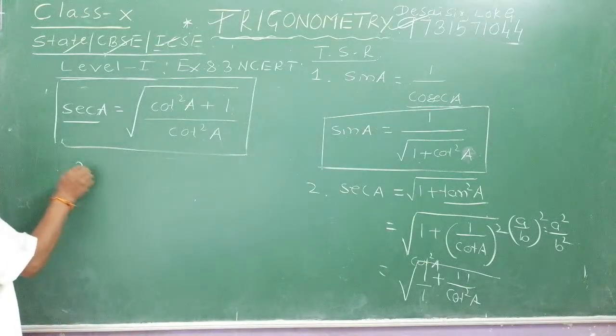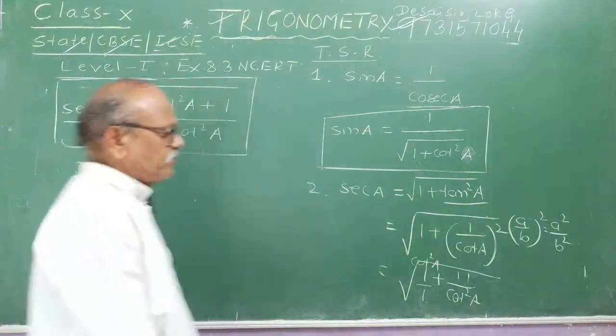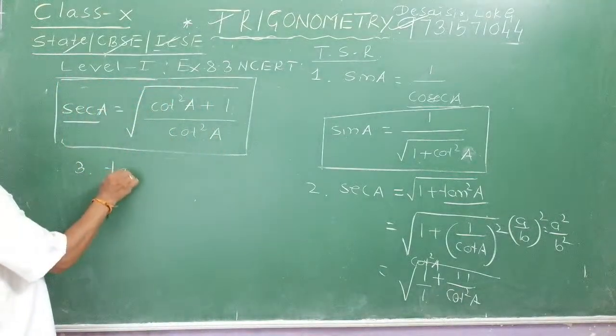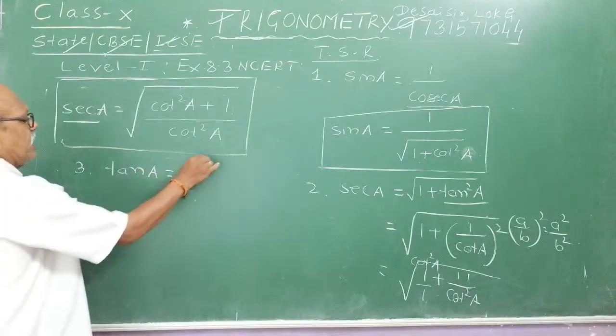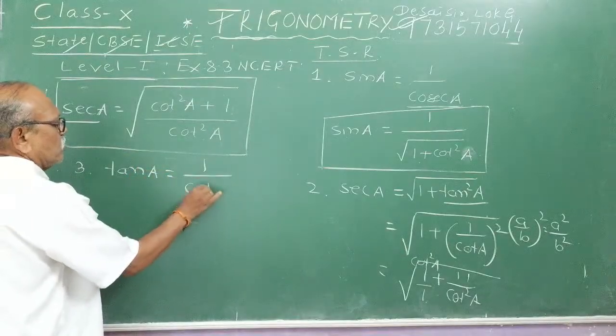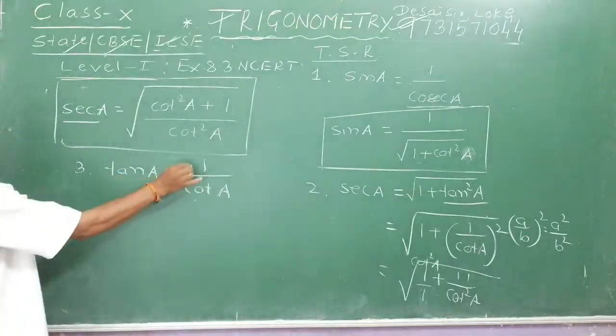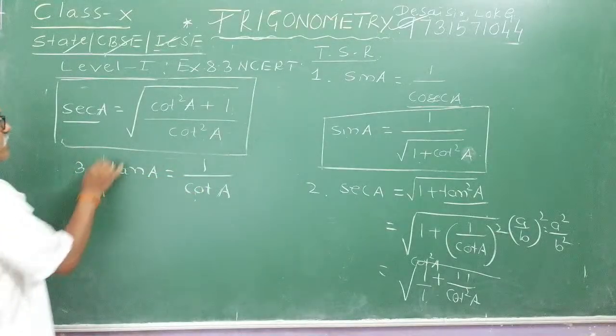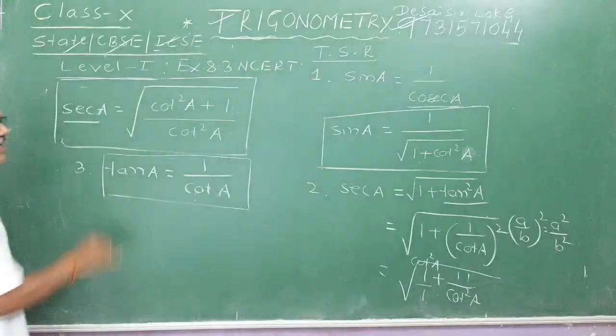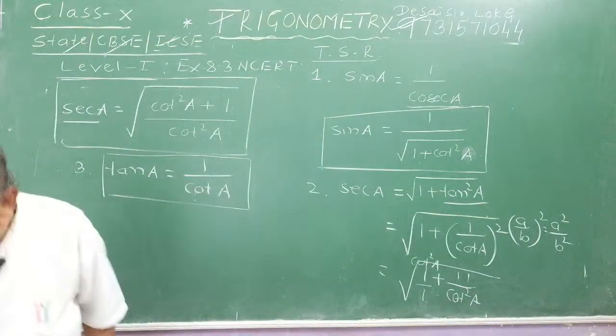So, what is the third question? You have to express tan A in terms of cot A. Very, very easy. You can write tan A is equal to 1 upon cot A, because the reciprocal of cot A is tan A, and in one step you can write the answer. I hope all of you understood. Understood?